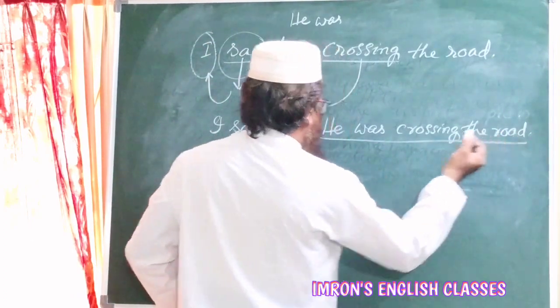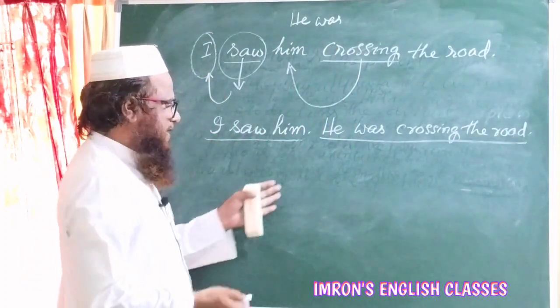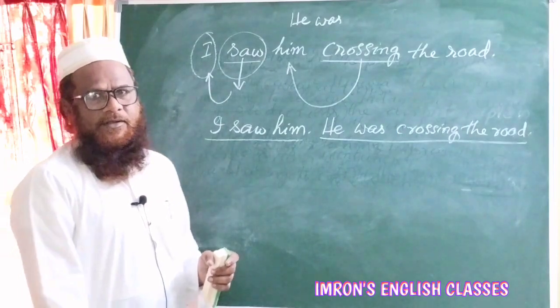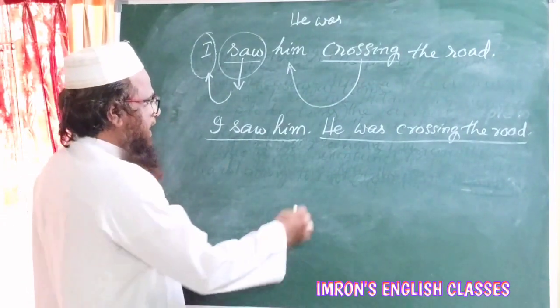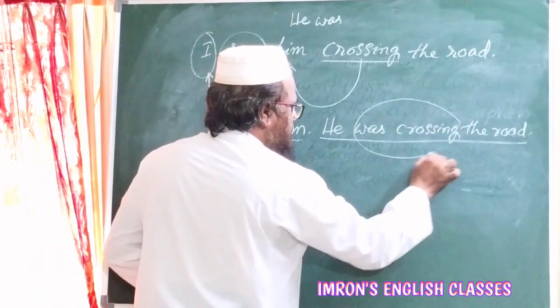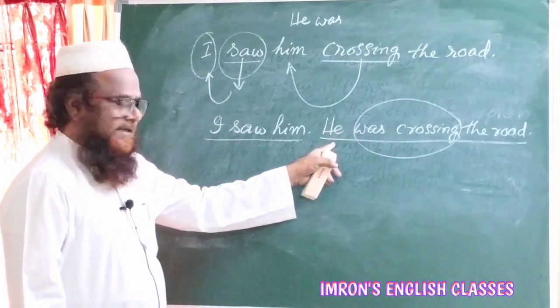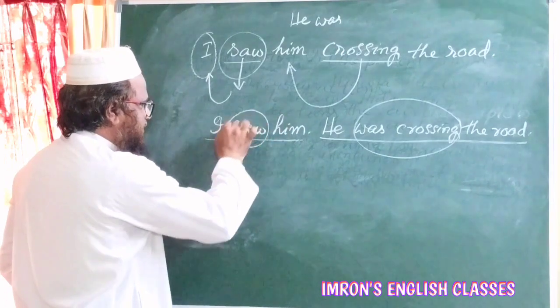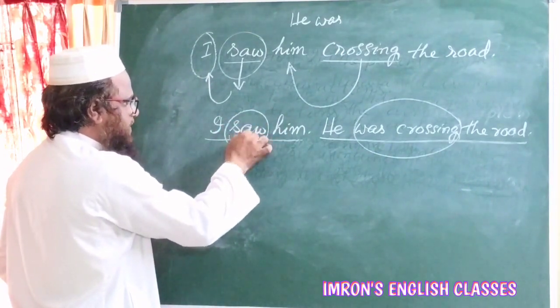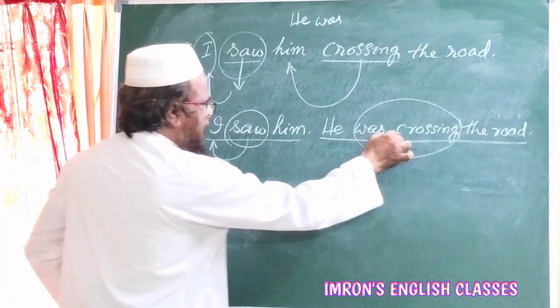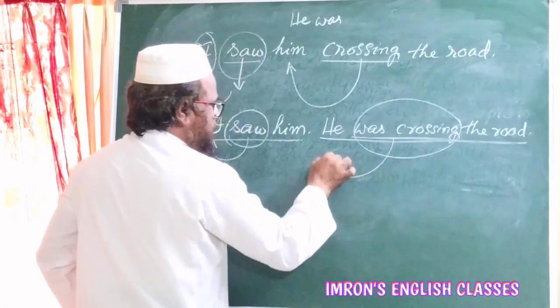It is the second sentence, it is the first sentence. These are the two sentences. So, here, see, "was crossing" is the finite verb, the main verb of the subject "he". And here, "saw" is the main verb, and the action of this verb belongs to this subject, and the action of this finite verb belongs to this subject.